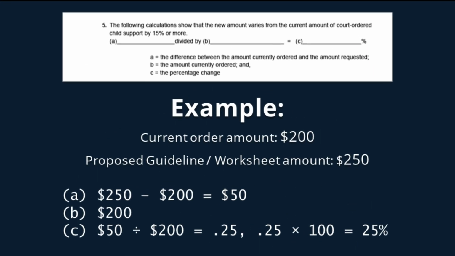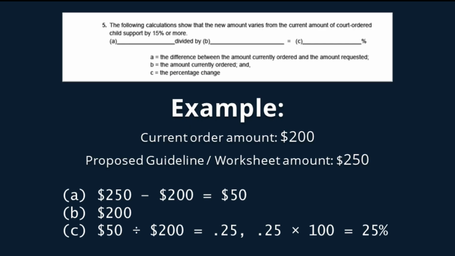Here's an example. A is the current order minus the proposed new guideline amount on the worksheet, B is the current order amount, and C is A divided by B. To get a percentage, multiply the answer by 100.